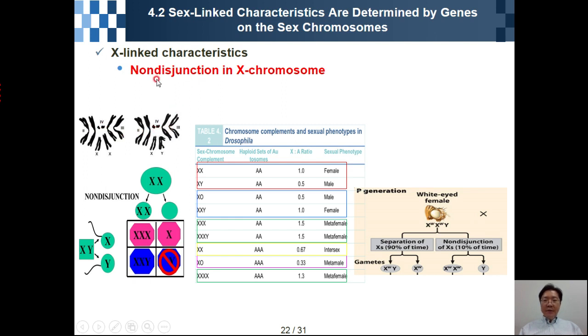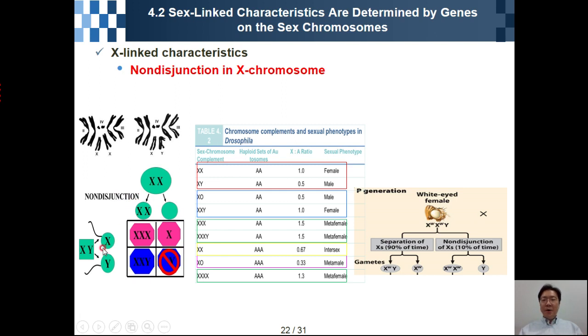Usually non-disjunction happens in the X chromosome. For example, XX is female, so when they make the gamete, usually one X can go here and one X can go here. But in about 10% of cases, non-disjunction happens. So one gamete becomes XX, and the other gamete has no X chromosome.